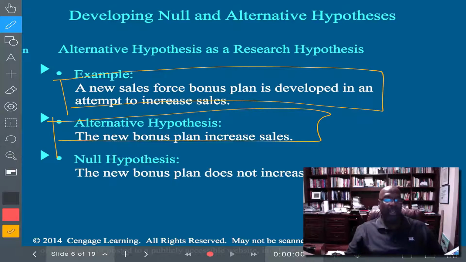So what you'll say is that, basically what you do is you become the pessimist or the skeptic. And the skeptical position is the null hypothesis. No, that new bonus plan is not increasing sales. So you always be the skeptic, but then you try to find evidence to support the research hypothesis, all right?